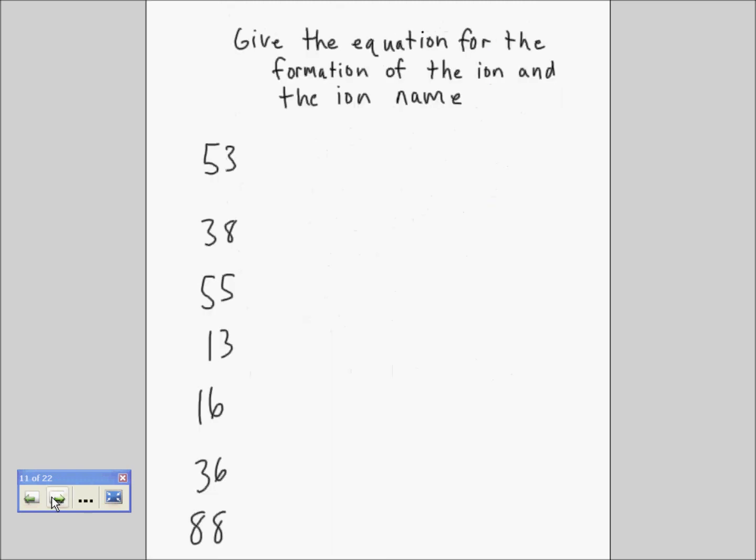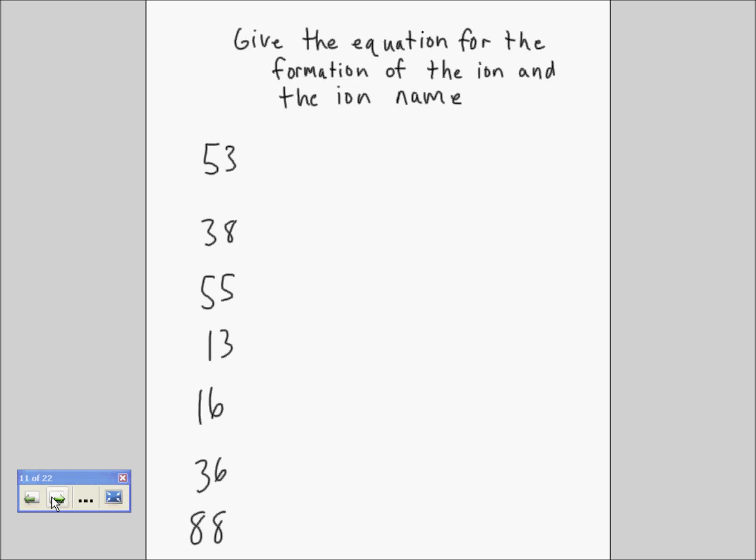Okay, so let's do some examples here. I've got the atomic number for some elements, and what I'd like you to do is to work out the equation for ion formation. So let's do the first one together, and then I'll get you to do the others. So find element number 53. What element is 53?